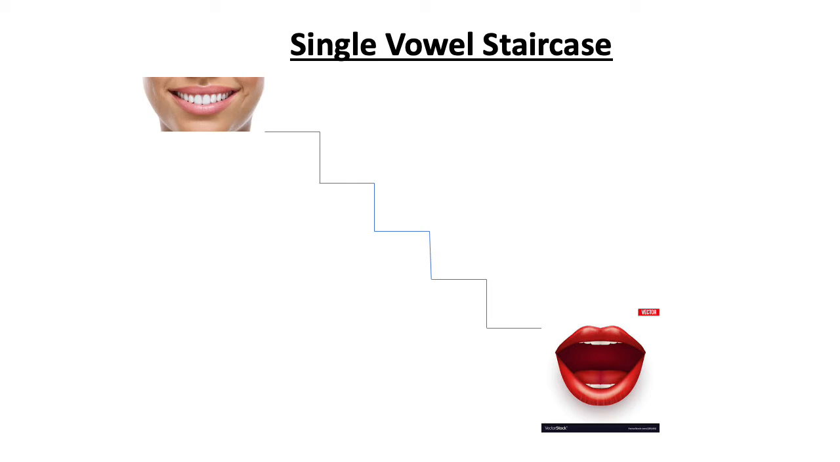When we say the single vowel sounds, our lips and jaw are in different positions. The lips are shaped like a smile at the top of the staircase, and they will gradually open as we move down the staircase to a very relaxed, open position.